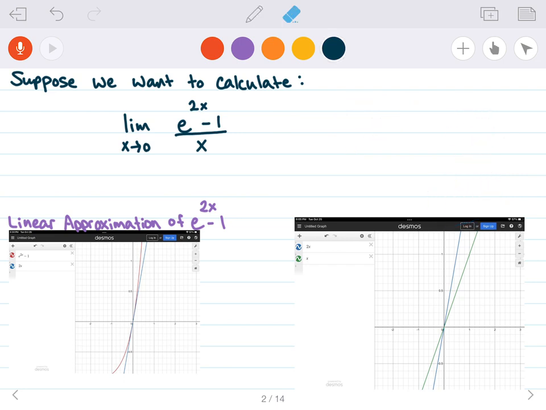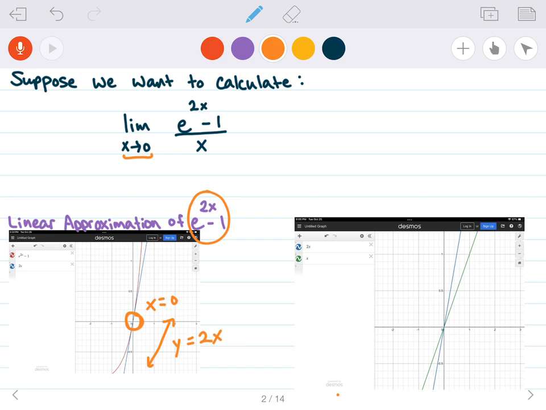So the whole idea here is we are using linear functions to approximate functions that are not linear. So for example, e to the 2x minus 1 is not a linear function. But since we're approaching 0, this is really the only part of the function we care about. And if you were to zoom in really, really close to e to the 2x minus 1 near x equals 0, what you would find is that it would approximately look like the line y equals 2x. It would look very, very close to that the more that you zoomed in.